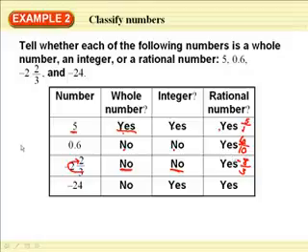Last one, -24. It is not a whole number because it's negative. It is an integer because it's a negative number, and it can be written as a fraction, -24 over 1. So then it would fit into that category. So classifying numbers, you're just telling yes or no. Is it a whole number? Is it an integer? Is it a rational number?